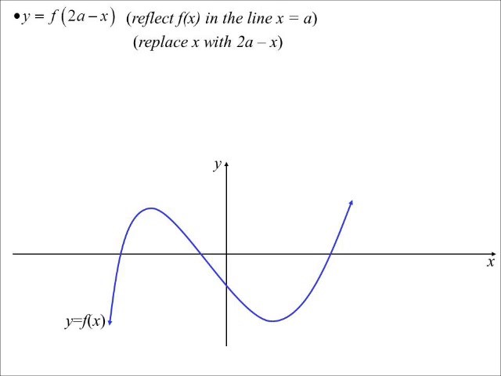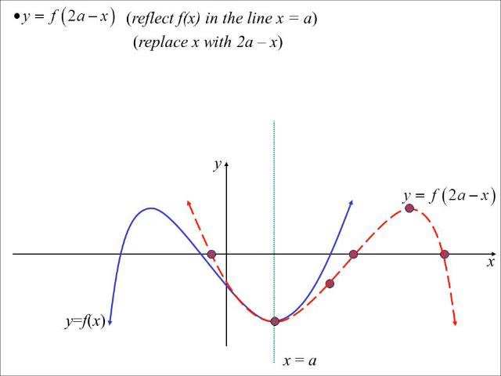So there's the original function. I want to reflect it in the line x equals a. Well, any point on that line will stay where it is. And then I just reflect over again. I'll pick the key points. The y-intercept, reflect over. Those x-intercepts, reflect them through x equals a. Stationary points. And voila, we get a curve reflected in x equals a. So that's function 2a minus x, not a minus x.